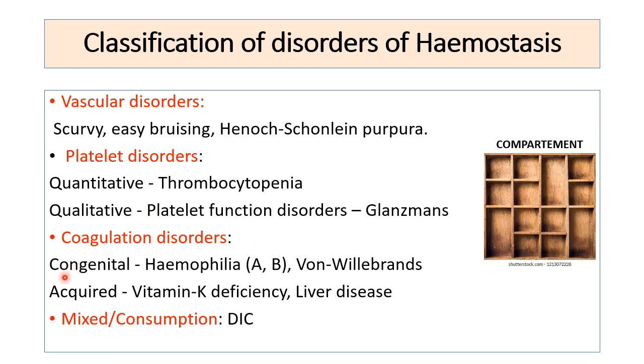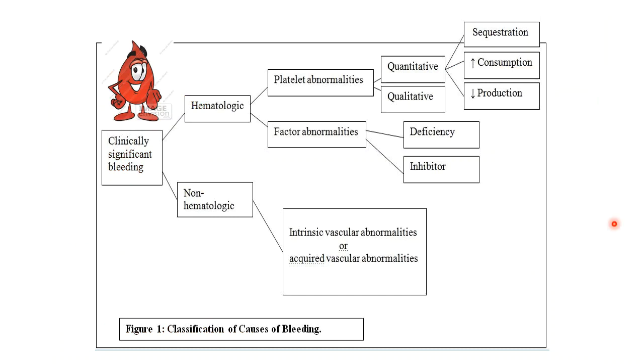And coagulation disorders can be divided into congenital and acquired disorders. Congenital would be factor deficiencies, most commonly hemophilia, that is factor VIII deficiency, which is hemophilia A, hemophilia B being factor IX deficiency, and the von Willebrand factor deficiency causing von Willebrand disease. Acquired defects could be vitamin K deficiency, liver disease, and a mixed scenario is most often DIC or disseminated intravascular coagulation. So just a flow chart to highlight the same.